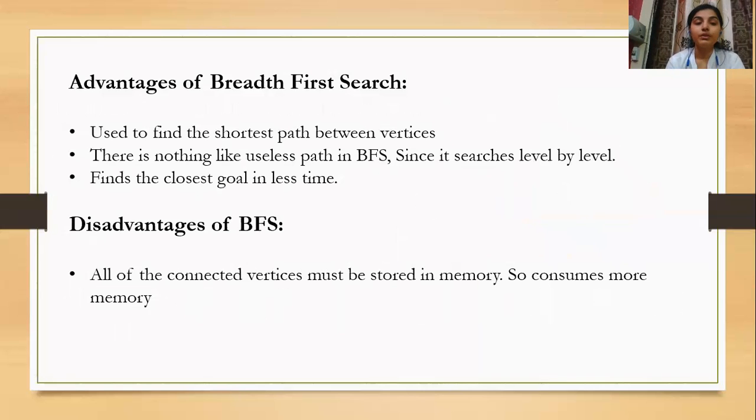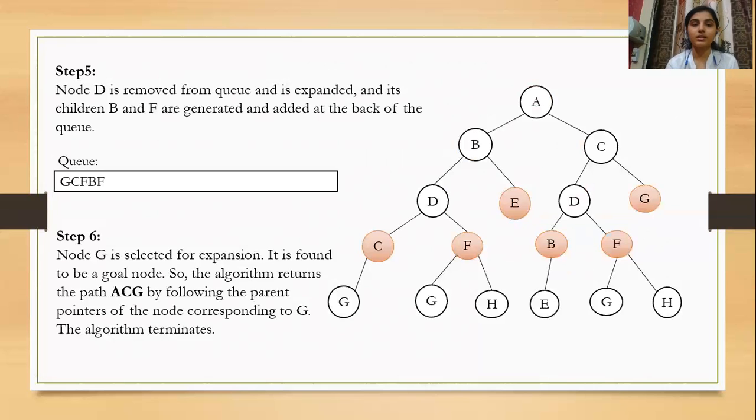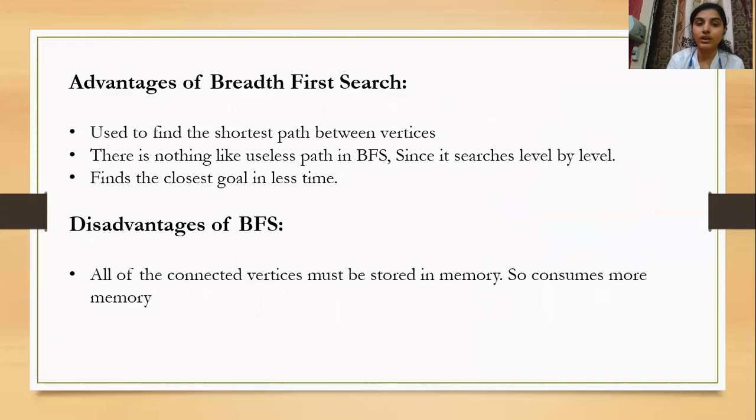So we will learn what the advantages of BFS are. You can see that we are having G at four locations in this graph. So you can see that we are finding the G which is closer to the root node. So it is finding the shortest path in the graph.